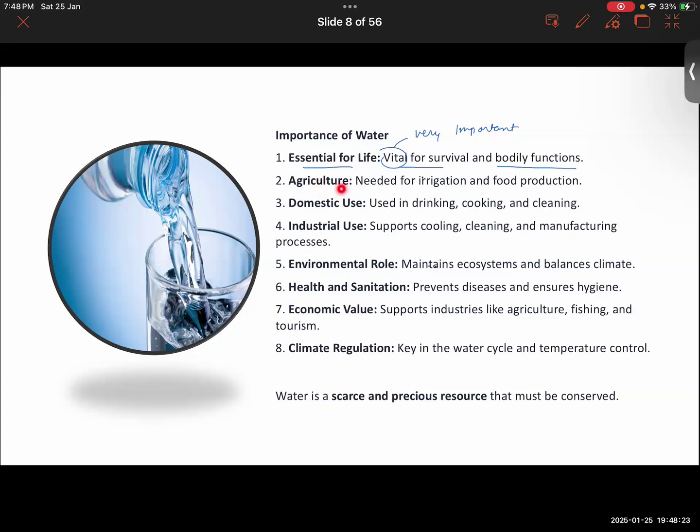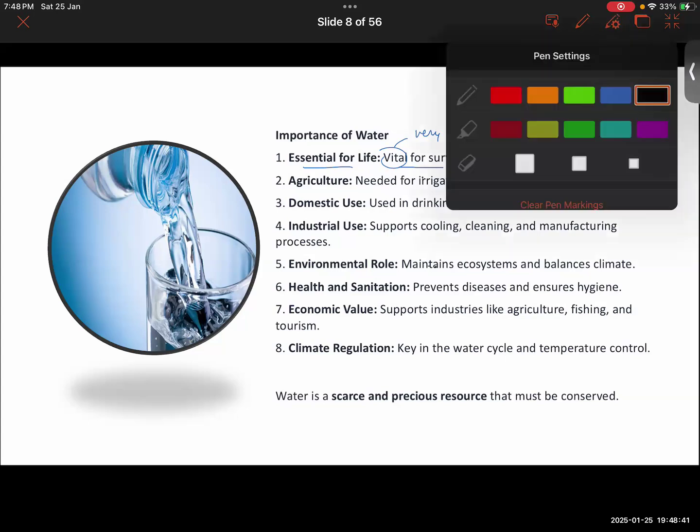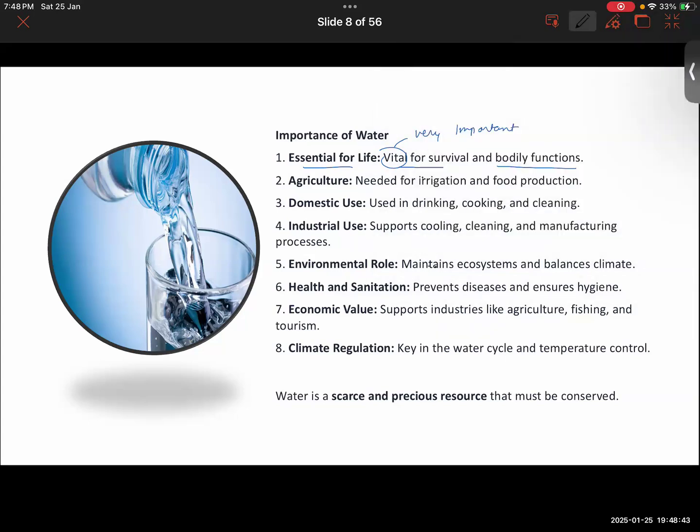So we know that crops cannot be grown without water, right? Now, irrigation is the process of providing water to the fields, providing water to the crops. So it is needed for irrigation and the production of food. In fact, the very fundamental process that is keeping all of us alive is photosynthesis. Now, the plants do photosynthesis.